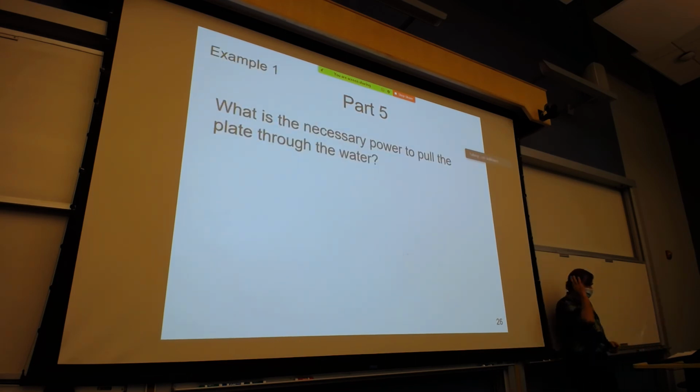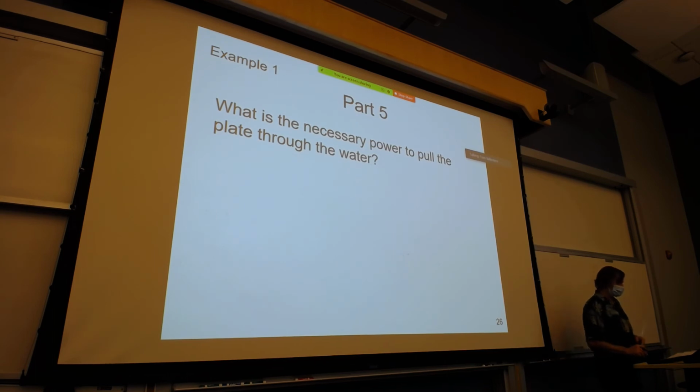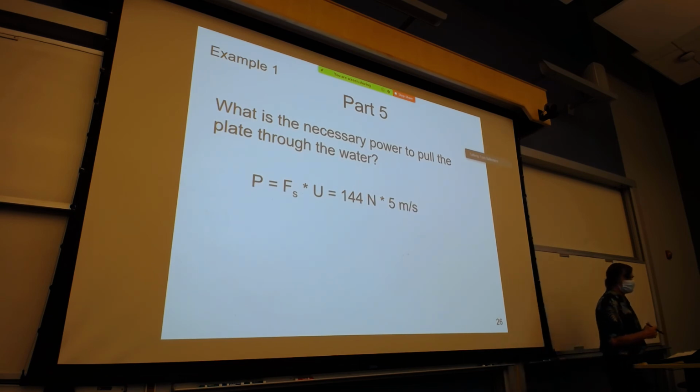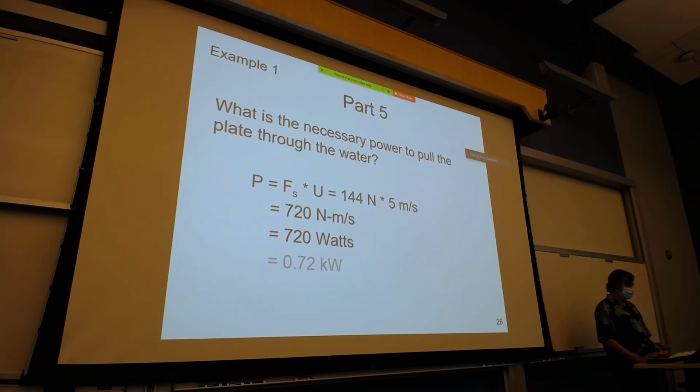So the last question in this example today is, what's the necessary power to pull the plate through the water? And this is the same as last class. We did the exact same calculation last class. Power is force times velocity. So we know that we just calculated the drag shear force of 144 newtons. The plate velocity is 5 meters per second, and that gives us 720 newton meters per second, which is 720 watts, which is 0.72 kilowatts.